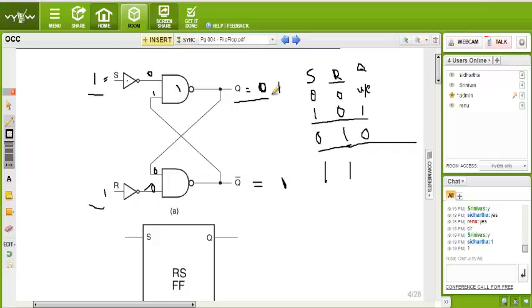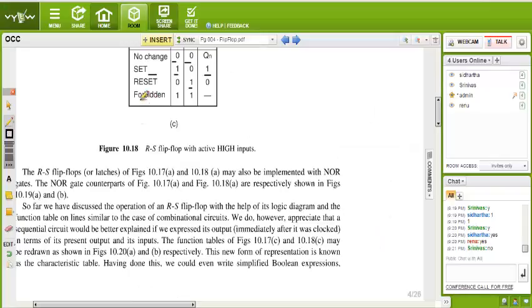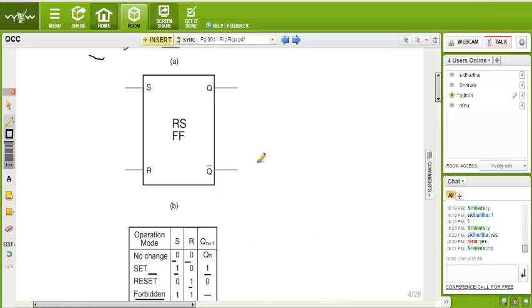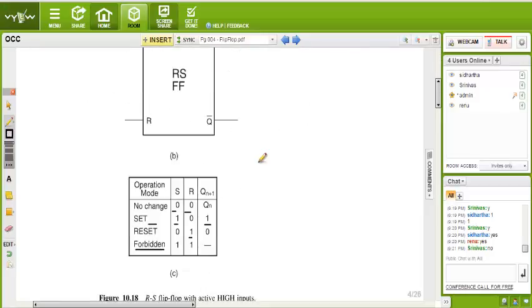Am I right? Yeah. So then this 1 goes here. Now this output 1 is fed here. Now what happened? 1 and 0, what will be the output? 1. Again this 1, again this 1. Is it possible that both outputs are 1? So that is why it is a forbidden state. We cannot use that. Is it clear? It is a forbidden state. We cannot use S is equal to 1, R is equal to 1. Is it clear? RS flip flop.